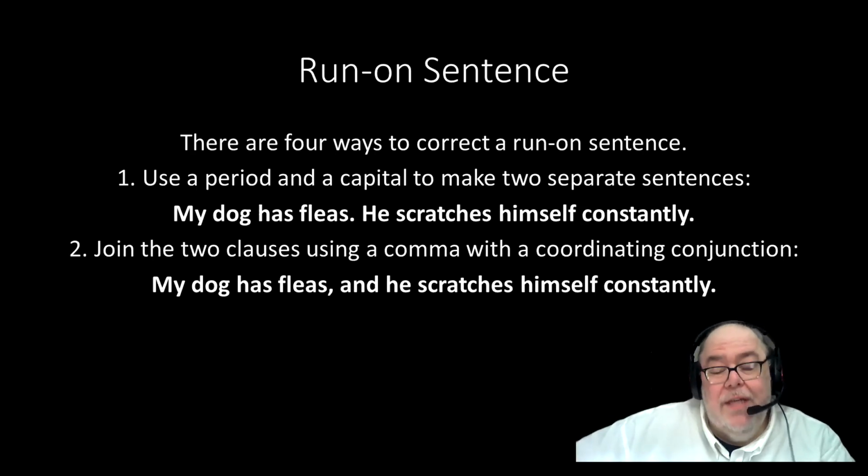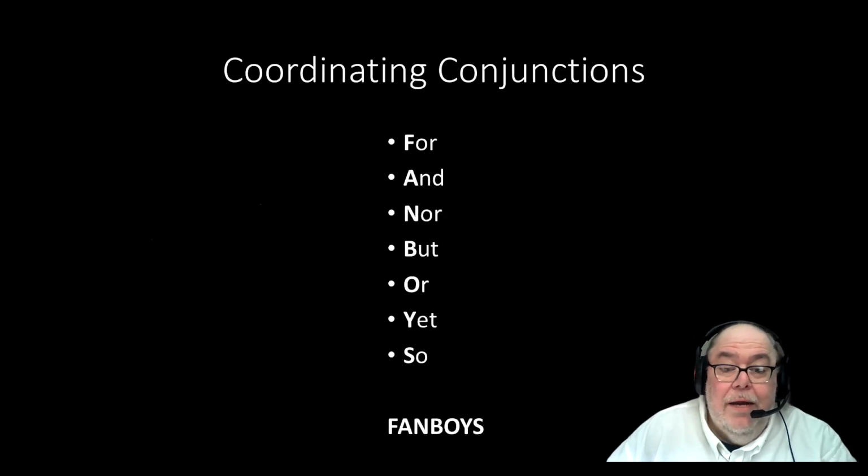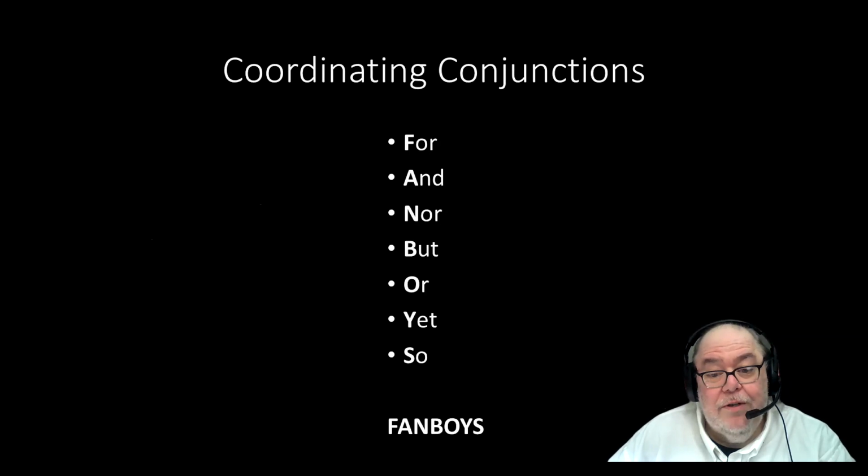Okay, we could use that conjunction and make it correct by adding a comma. If we say, my dog has fleas, comma, and he scratches himself constantly, that is not a run-on sentence, and it is correct. And in this case is what's called a coordinating conjunction. It's a special class of conjunctions that work in this sort of situation. Here are the coordinating conjunctions: for, and, nor, but, or, yet, so. And if you notice, the first letters spell out fanboys, which is an easy way of remembering them.